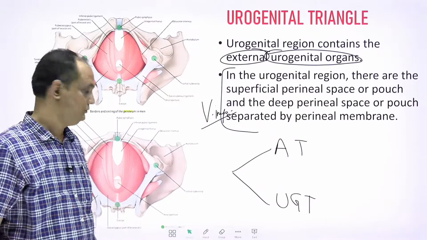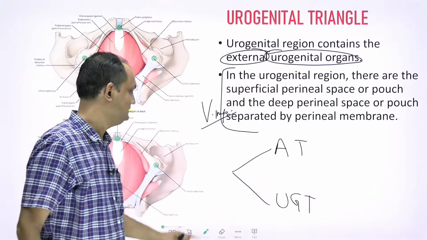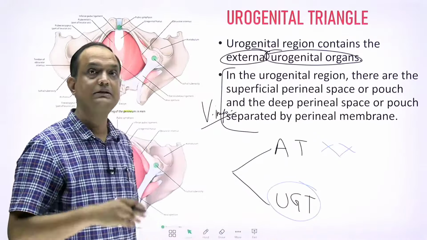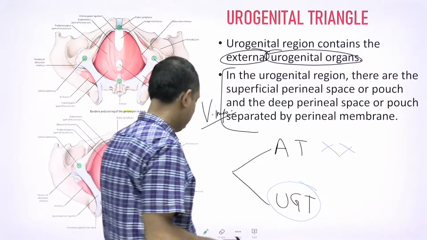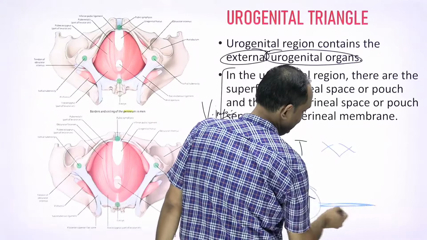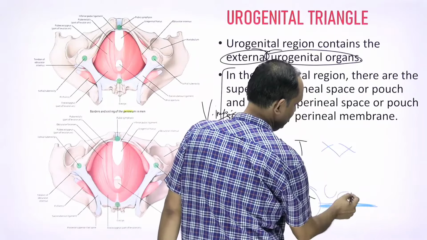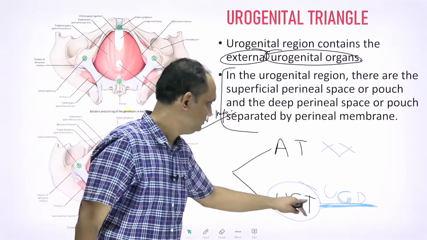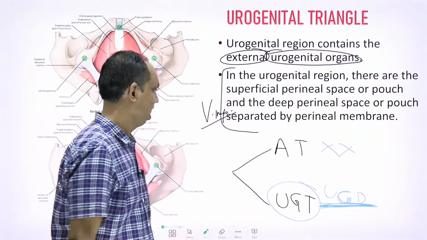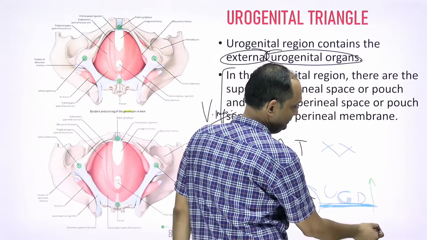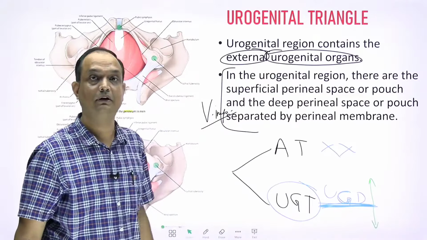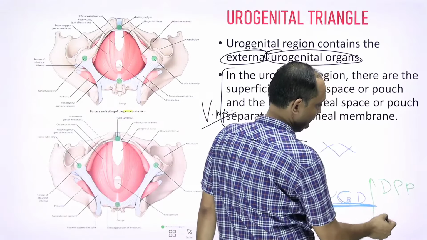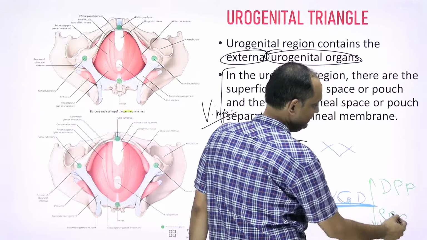Now, the important thing to understand is that the anal triangle is not divided further, but the urogenital triangle is further divided into two parts with the help of a partition, and that partition is known as the urogenital diaphragm. In this urogenital triangle, you have the area above the diaphragm and below the diaphragm. The area above the diaphragm is known as the deep perineal pouch and below you have the superficial perineal pouch.